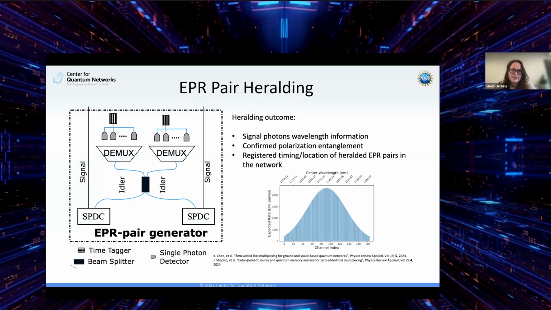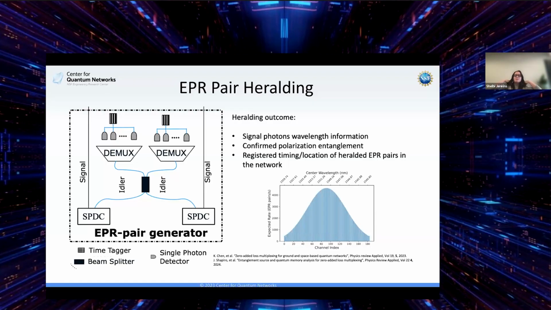So how we're going to do this is by having this EPR pair generator, part of a source node, where we have two SPDC sources. The output spectrum from both of these SPDC sources will be this Gaussian distribution. These wavelengths span about 180 different channels, but the number of photons in them varies with this Gaussian distribution.